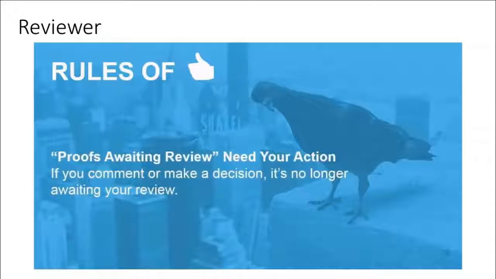The next rule of thumb I'd like to discuss is what is a reviewer? So proofs awaiting your review need your action. If you comment or make a decision, it's no longer awaiting your review. So if you're added as a reviewer on a proof and you see that there's a proof awaiting your review, it just means that you need to take an action there. You might not necessarily be a decision maker, but you've been added to the proof, so they'd like your input.